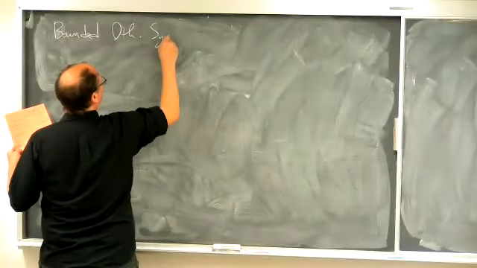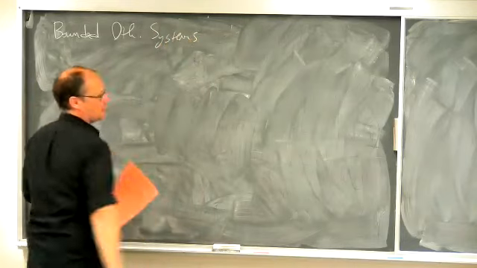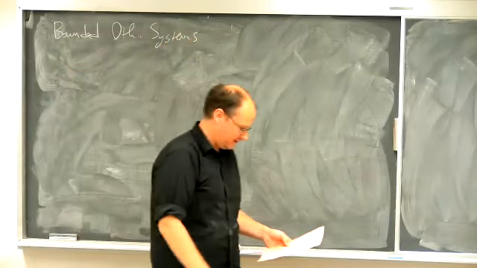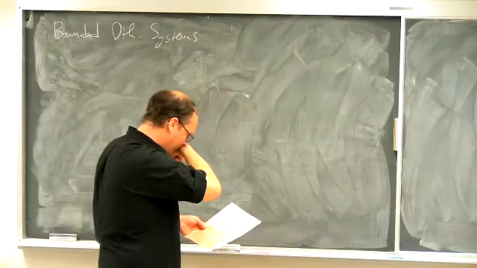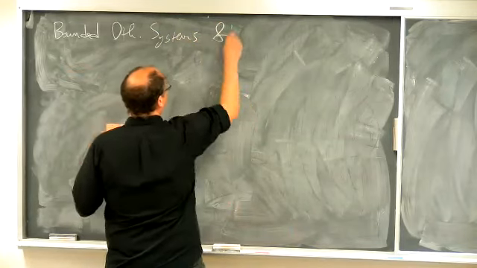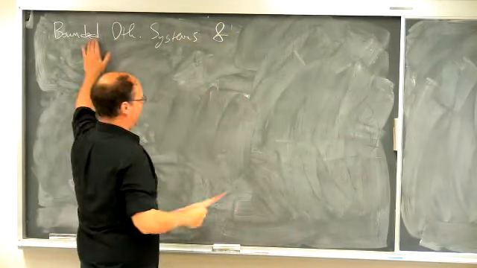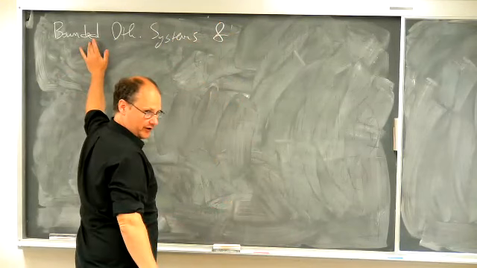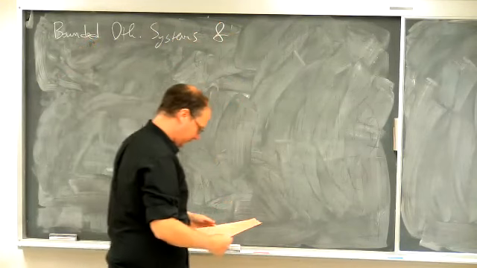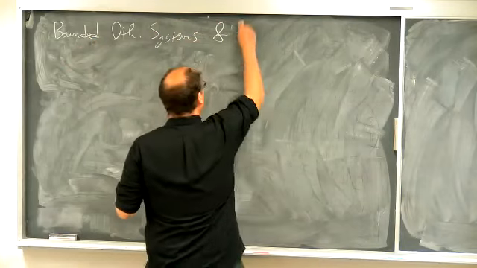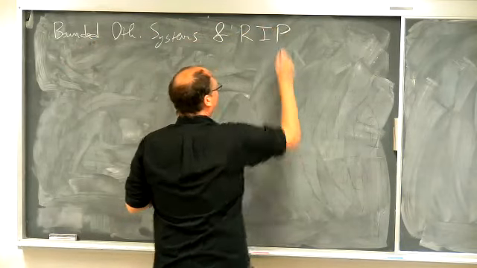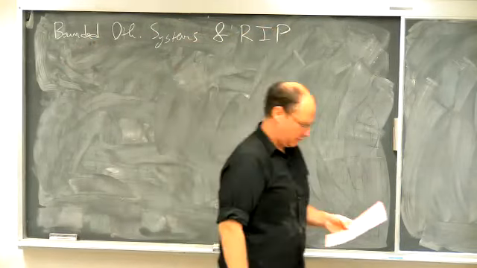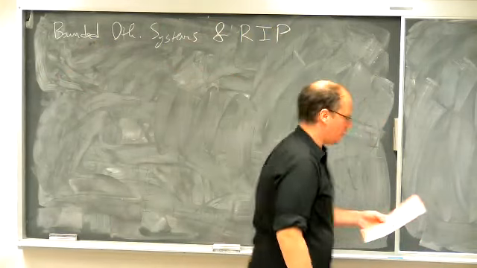So, bounded orthonormal systems. They're orthonormal sets of basis functions that are bounded in the infinity norm over the collection of basis functions. And if you randomly sample from those in the right way, you get the restricted isometry property.